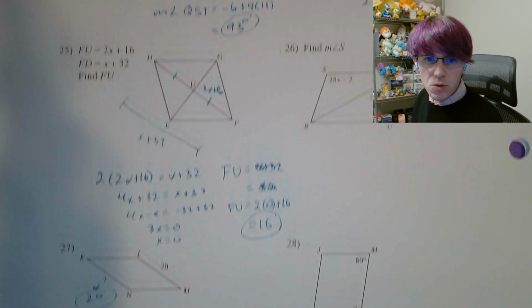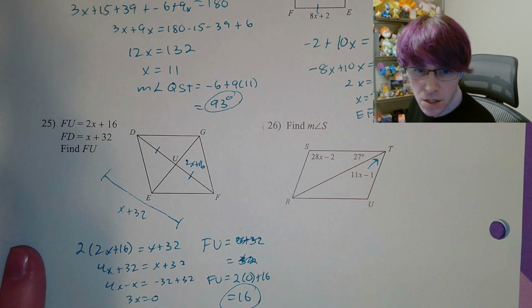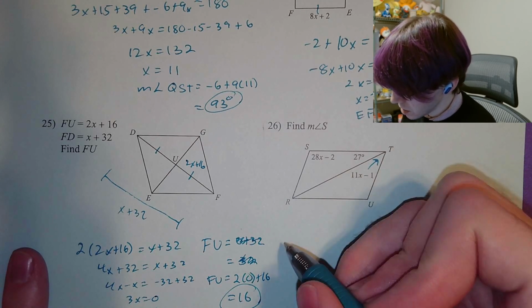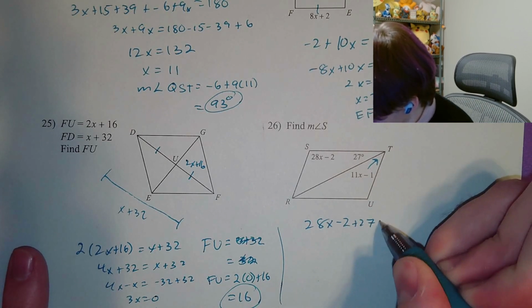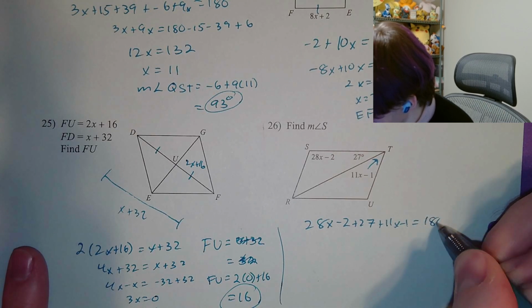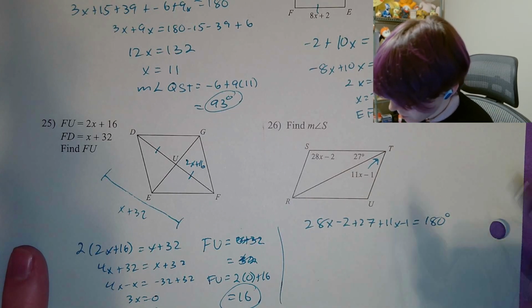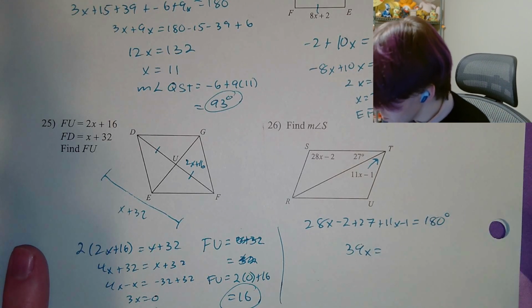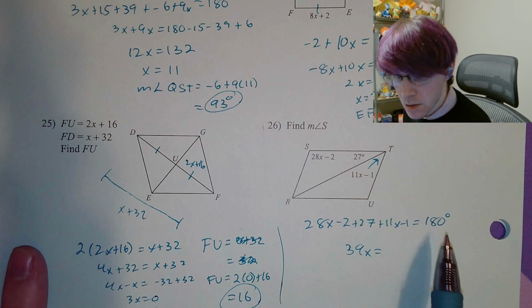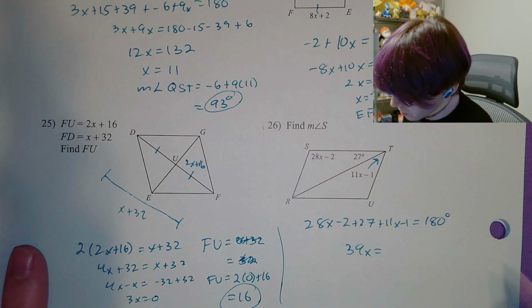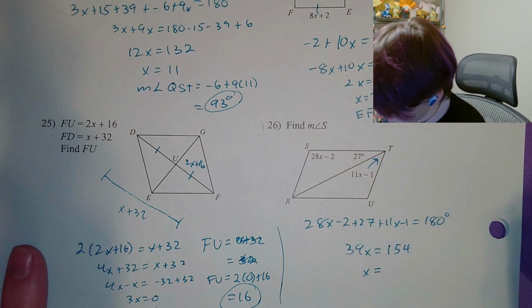Here we go. Question number 26. That's going up here into this corner. So exactly the same as question number 23, just different numbers. So 28x minus 2 plus 27 plus 11x minus 1 equals 180 degrees. And then we're going to do something a little bit faster. So remember, you can do things like 28 plus 11. That's going to give you 39. And then you can do that subtraction on your own. So like 180 looks like you're adding 3, so 183, and then subtracting 27. So that will be 154. Divide both sides by 39, and you'll get 4.